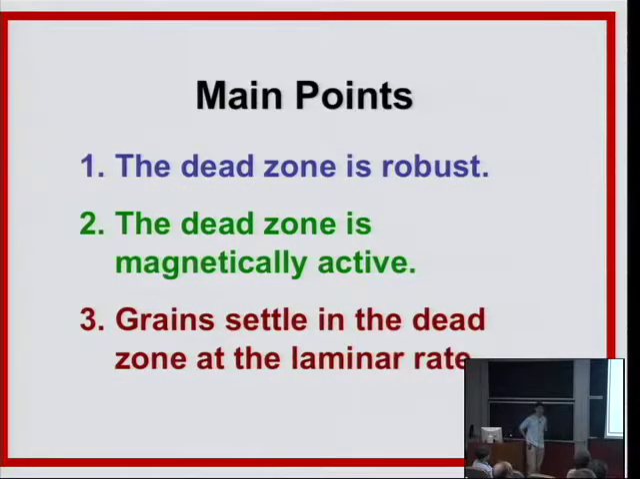I only have 3 things to say, but I'm going to take about half an hour. The first thing is that, at least in the minimum mass solar nebula, the dead zone is a robust feature. It's difficult to make it go away completely. But the second thing is that even though you have a dead zone, it's magnetically active and it can have magnetic stresses even if it remains laminar. And then the final thing is that because it doesn't seem to be turbulent, the dead zone has grains settling, and therefore it acts as a sink for grains in the surrounding active layers.